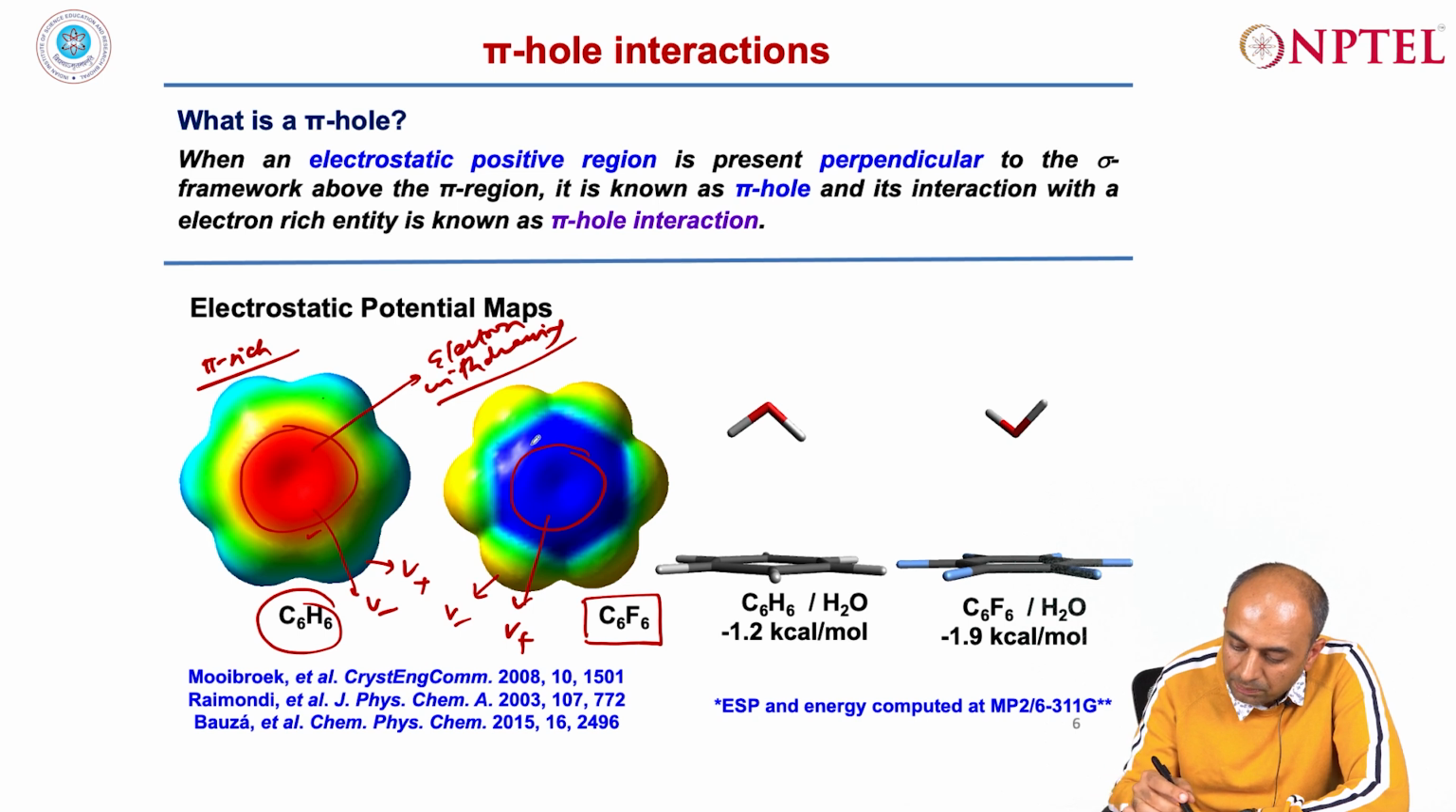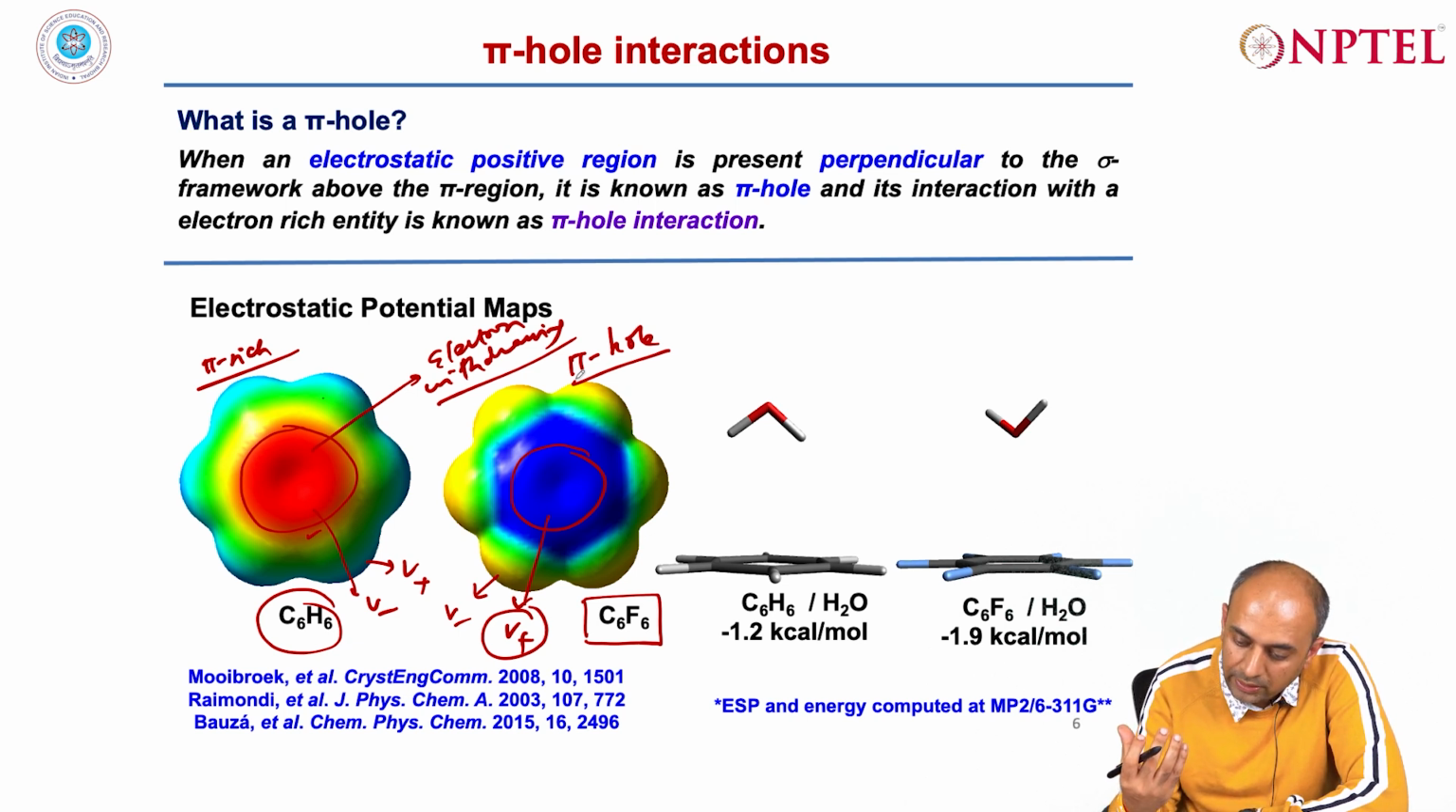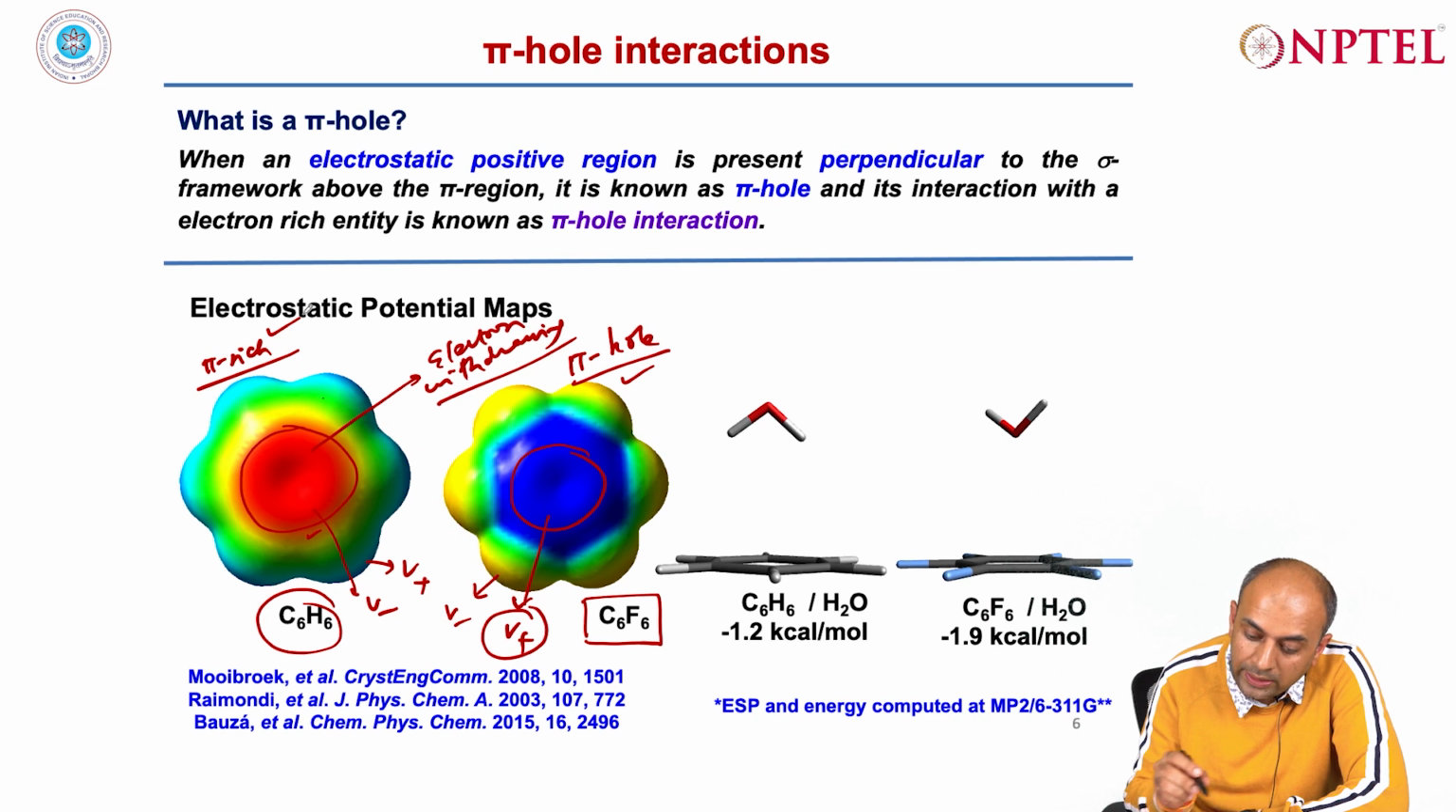But now, when it becomes depleted, electrostatically positive, then instead of it being a pi-rich species, it becomes a pi-deficient species, which we refer to as a pi-hole. So hole always refers to a region where there is deficiency, and rich refers to a region which is electron rich, where there are more electrons associated with that region. So this is the origin of the pi-hole and the pi-rich region, and it is the mutual electrostatic complementarity between the pi-hole and the pi-rich region which favors stacking in case of benzene, hexafluorobenzene, which is the last example we discussed in the previous lecture.